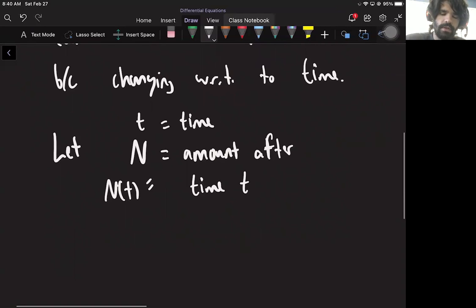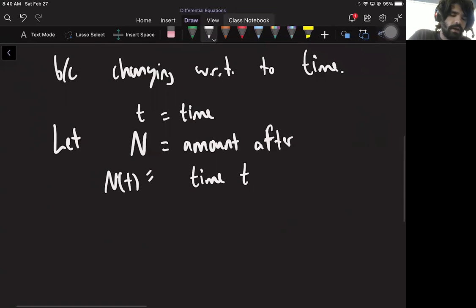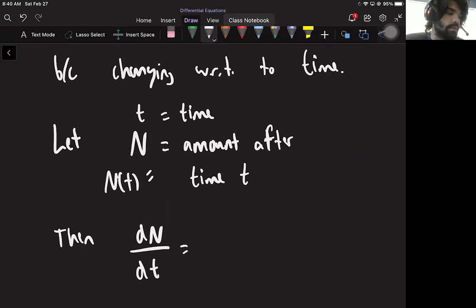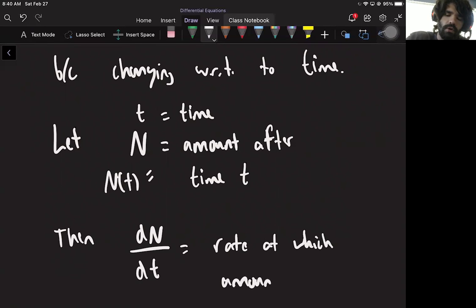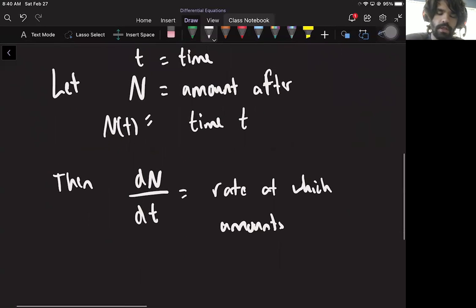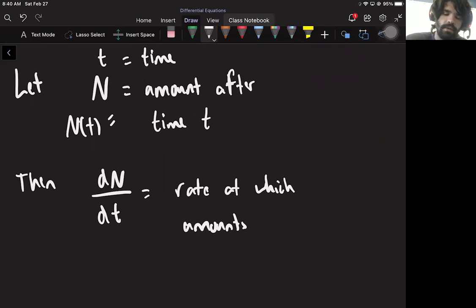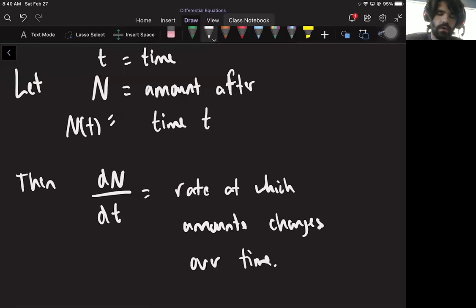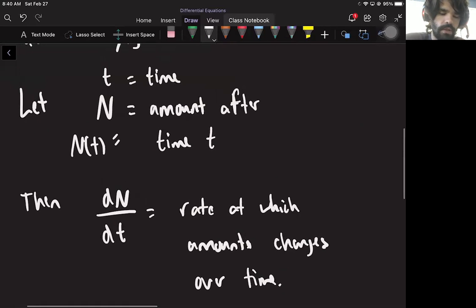Okay, so then if it's the thing that's changing with respect to time, then what is that? That's the derivative. So dn/dt is the rate at which this amount changes. And it's either going to grow, so there's going to become more and more of this thing, or it's going to decay, there's going to be less and less. So it's the rate at which this amount changes over time. Okay, so these are the little variables we need.